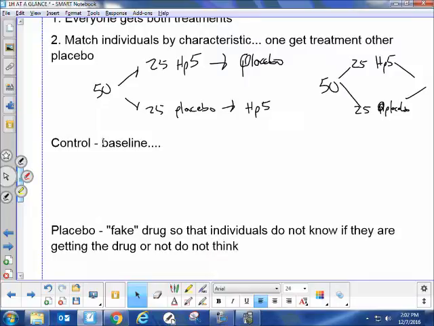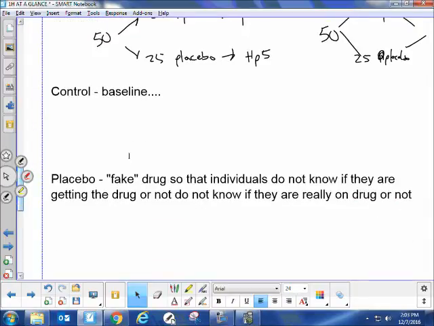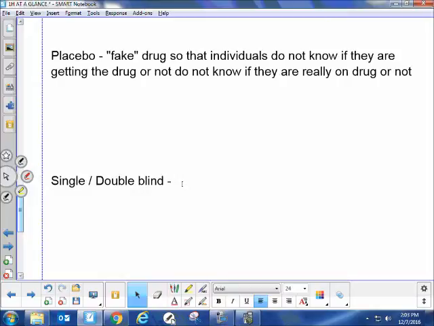So they do not think that... they do not know if they are really on the drug or not. Okay, that will help with our results being more tied to the drug rather than psychological.